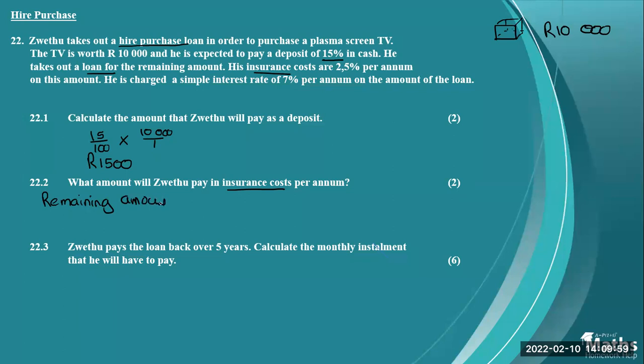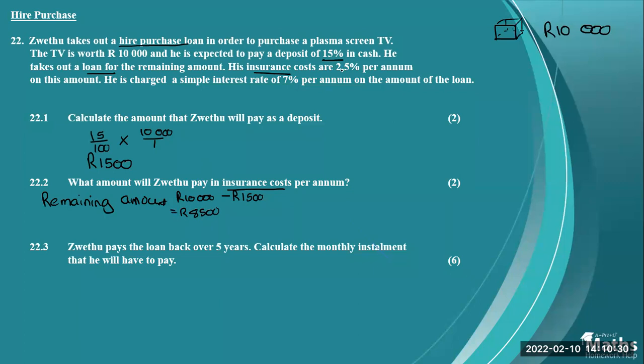The remaining amount is going to be the cash price, the 10,000, minus the 1,500. And that is going to give you 8,500. So now on this remaining amount, this guy still has to pay insurance.